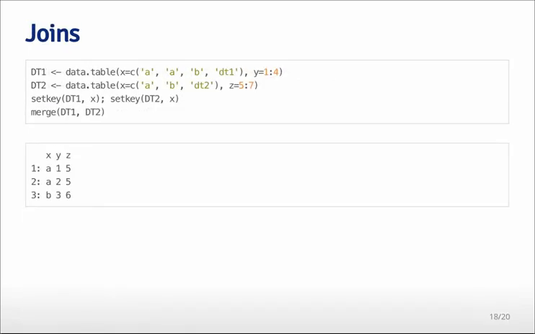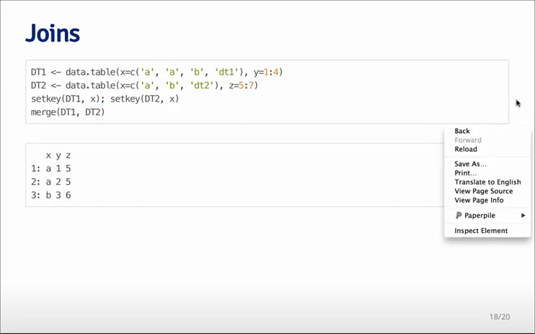You can also use keys to facilitate joins between data tables. So for example, here I've created two data tables where they have a variable x and a variable y, and in this case the second data table has a variable z. And so I can set the key in both cases to be equal to x, so the same key for both data tables, and then I can merge them together. This is actually quite a bit faster than merging with a data frame, as long as you have the same key for both data tables. It can be very fast.